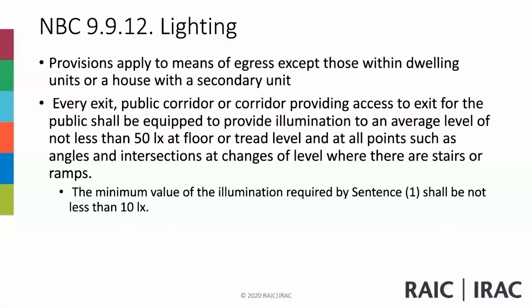9.9.12 lighting. The provisions apply to means of egress except those within dwelling units or a house with a secondary unit. Every exit and public corridor providing access to exit for the public shall be equipped to provide illumination to an average level of not less than 50 lux at floor level or tread level, and at all points such as angles, intersections, at changes of level where there are stairs and ramps. The minimum value of the illumination required in sentence 1 shall be not less than 10 lux. So this is typical lighting illumination levels.